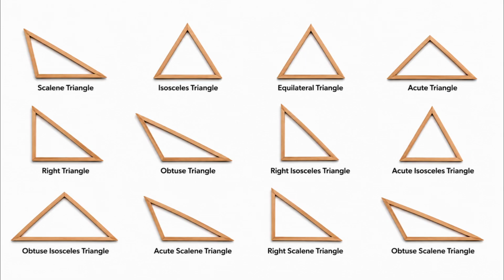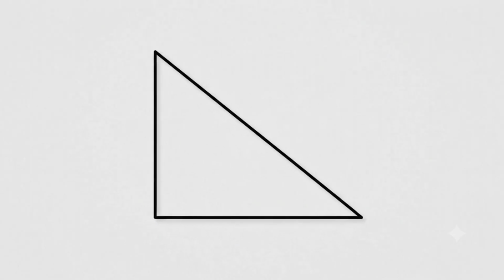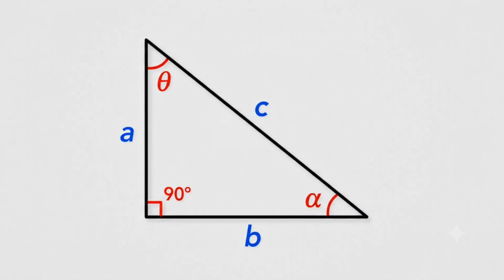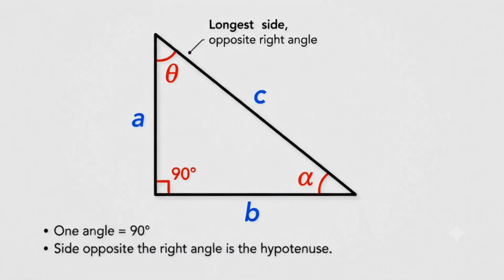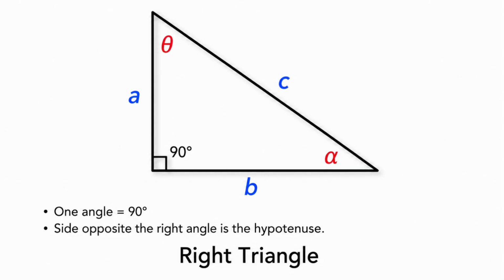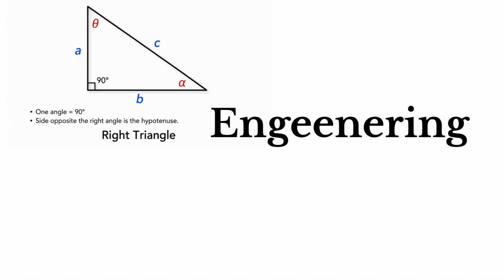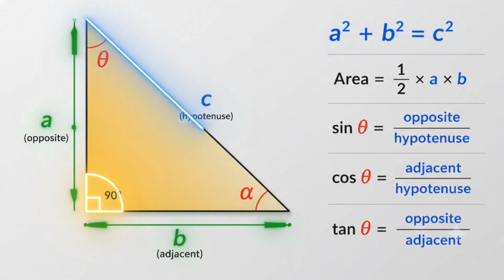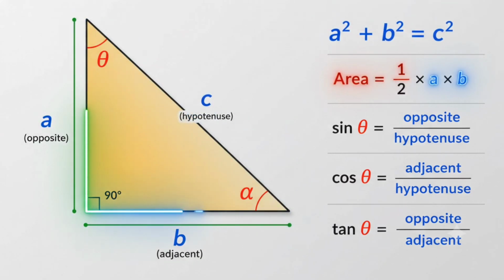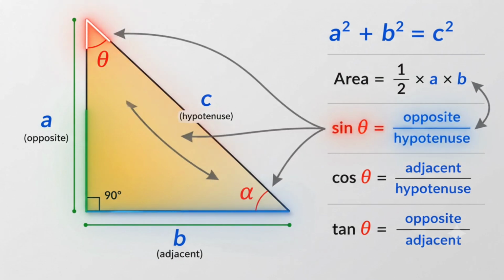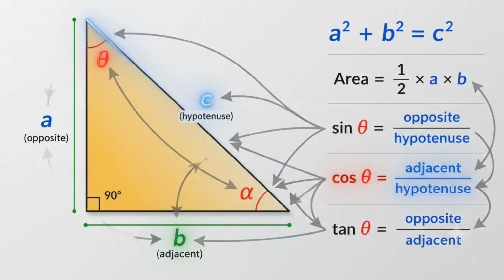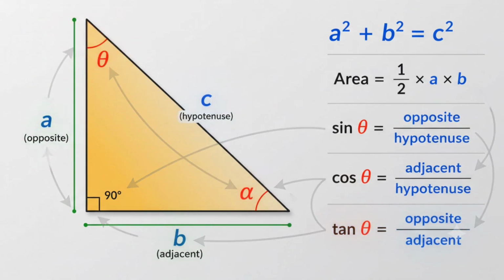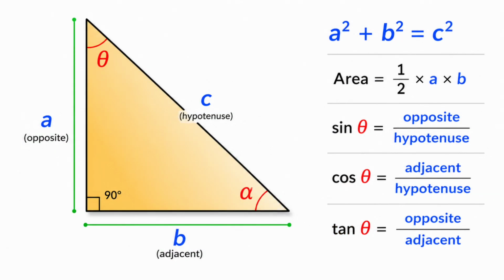Right triangle. A right triangle contains one angle equal to exactly 90 degrees. The side opposite this angle is called the hypotenuse and is always the longest side. This triangle forms the foundation of trigonometry and appears throughout engineering, architecture, navigation, and physics. If perpendicular sides are A and B and the hypotenuse is C, then C squared equals A squared plus B squared, according to the Pythagorean theorem. The perimeter is P equals A plus B plus C, and the area is 1/2 times A times B, because the 2 perpendicular sides naturally form the base and height.